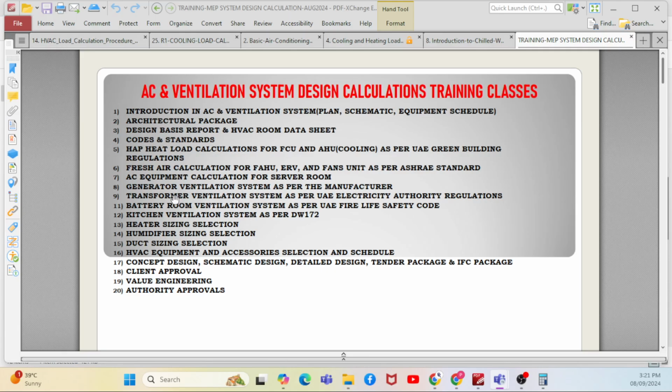And if you talk about transformer ventilation, during normal power, your transformer will transfer the power from high voltage to low voltage, right? So when the transformer works, it is equipment that also dissipates heat, right? So how to calculate transformer ventilation based on local regulations? There are UAE electricity regulations, or even as per ASHRAE, we are able to calculate.